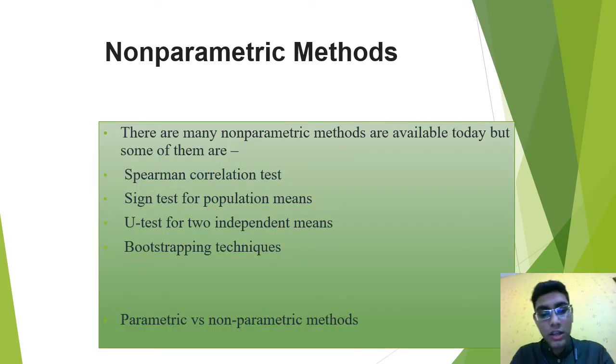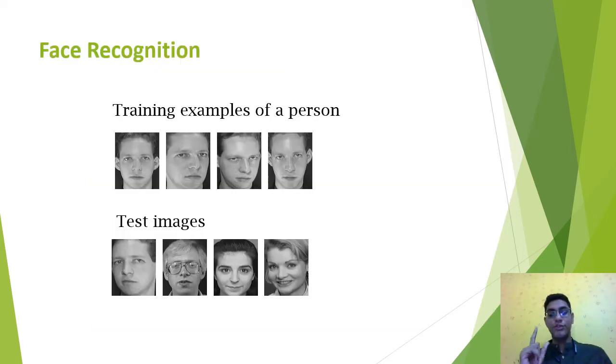Now, there are many non-parametric methods available today, but let us discuss some of them. Some of them are the Spearman correlation test, the sign test for population means, the U test for two independent means, and bootstrapping techniques. Now, what is parametric versus non-parametric? Now there's a question for you.